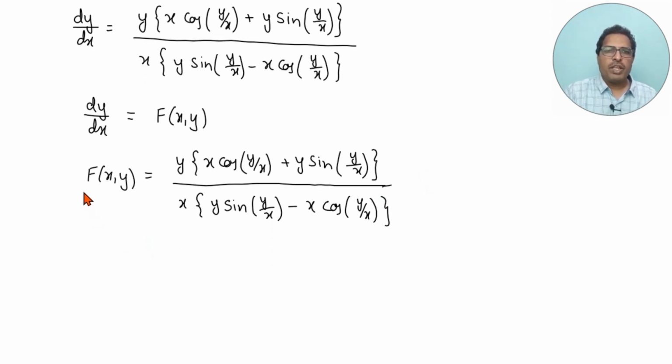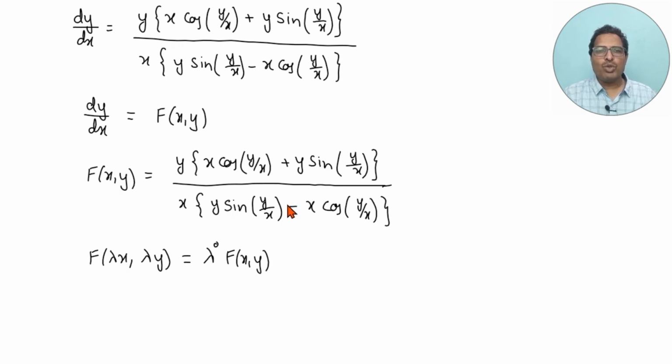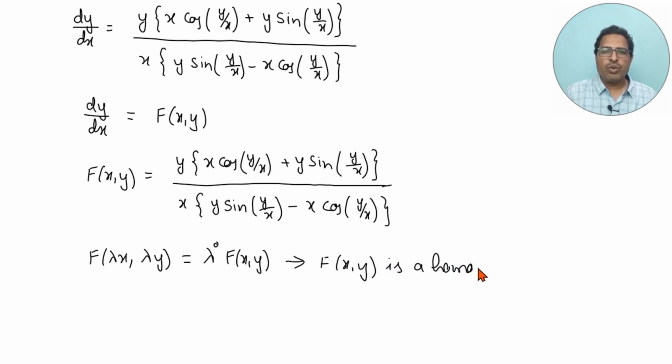For that, you have to replace x with lambda x and y with lambda y. Then if you get back the expression lambda to the power 0 times f(x, y), then this function f(x, y) will be called a homogeneous function of degree 0. So here f(x, y) will be called a homogeneous function of degree 0.